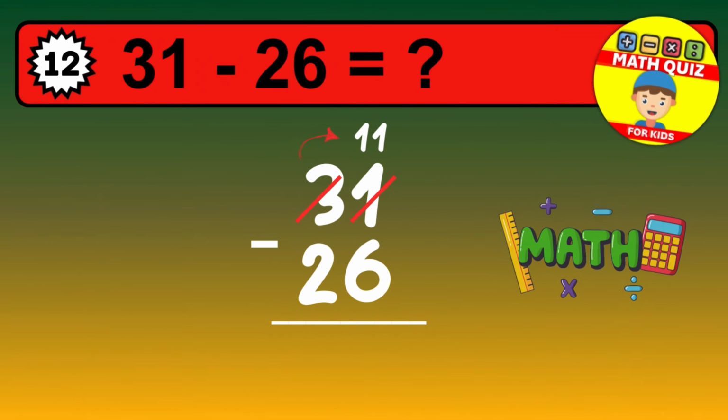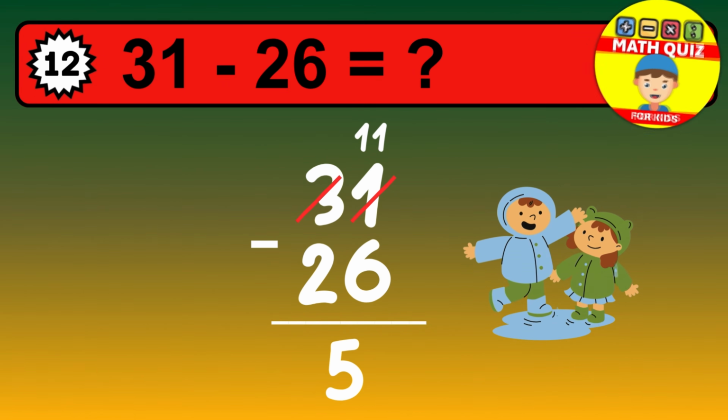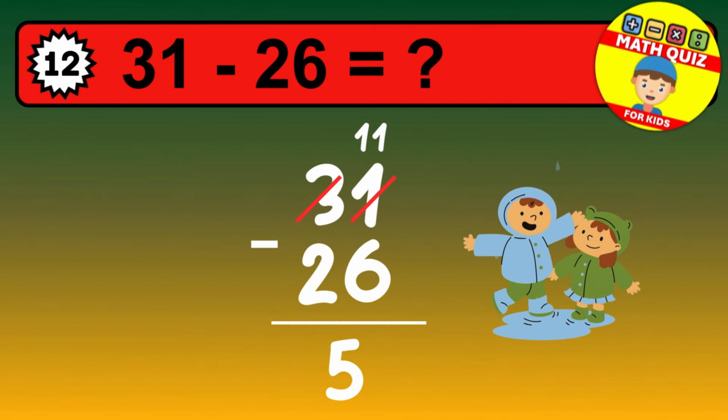Now we subtract. 11 minus 6 is 5. Then we go to the tens. 2 minus 2 is 0. The final answer is 5.